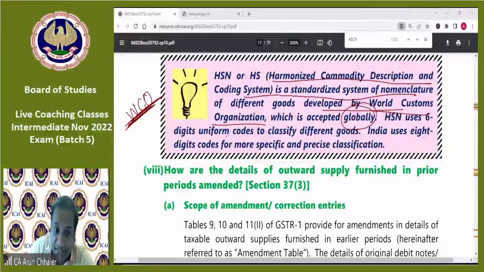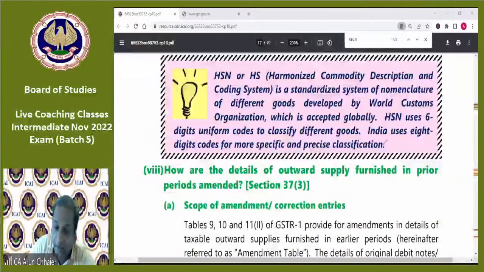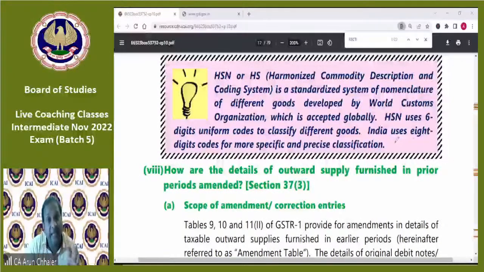HSN uses a 6-digit uniform code to classify the different goods. India uses 8 digits for more specific and precise classification. So India is using up to 8 digits of the HSN code. For GST, for the time being, they have made 4 digit and 6 digit. But for export import, we are using 8-digit HS code.